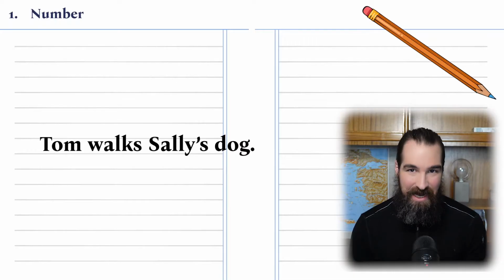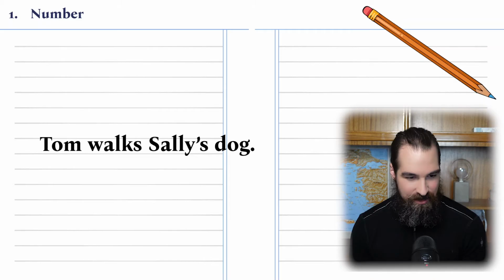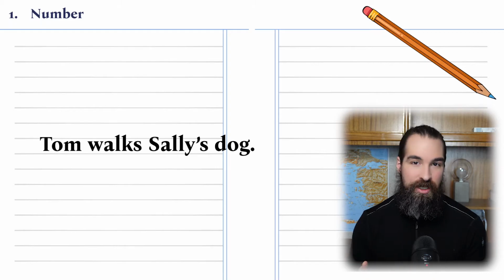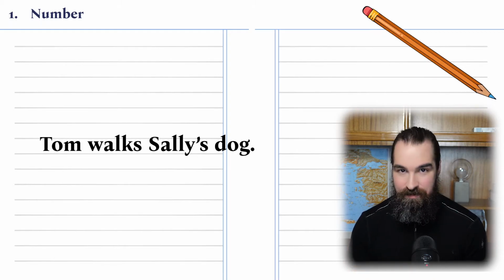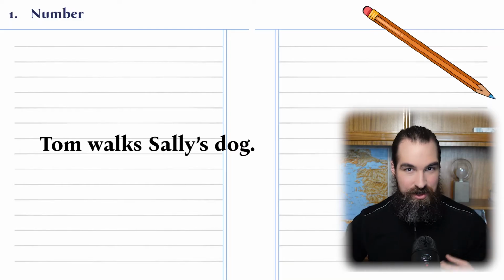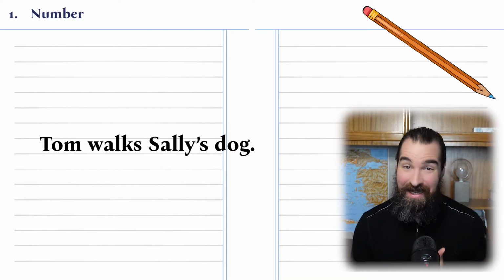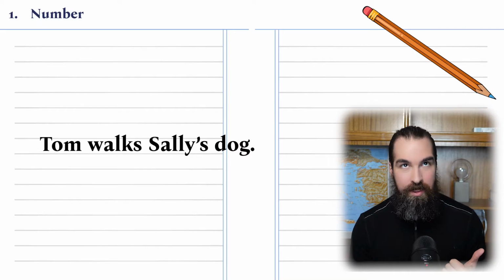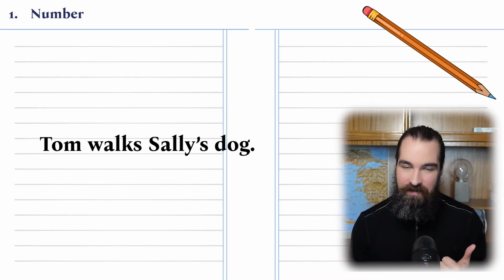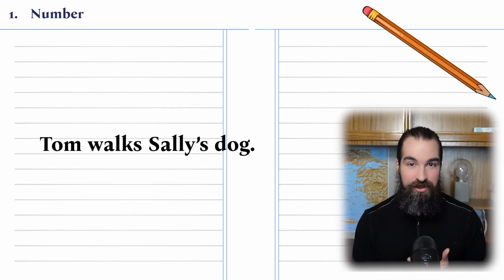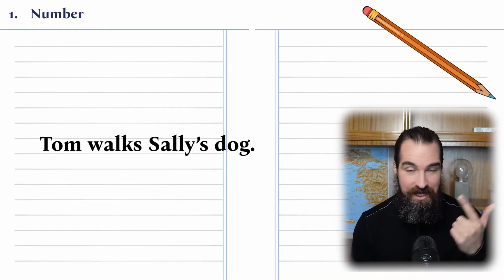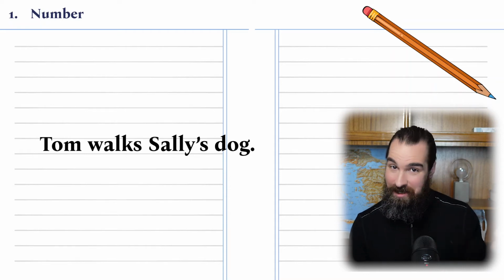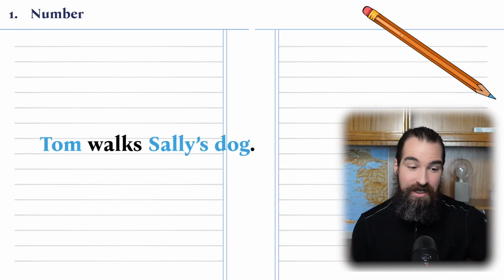Let's look at another sentence. Tom walks Sally's dog. Now in this sentence, there are 3 nouns. A noun is a person, a place, or a thing. What are the nouns here? Tom. Is that a person? Yes. So, check. Tom is a noun. Walks. Nope, not a person, a place, or a thing. Let's leave that. Sally. Is Sally a person, place, or thing? Yes. Sally's a noun. Tom and Sally. And then the dog? The dog is a thing. That's a noun. We have 3 nouns in this sentence.